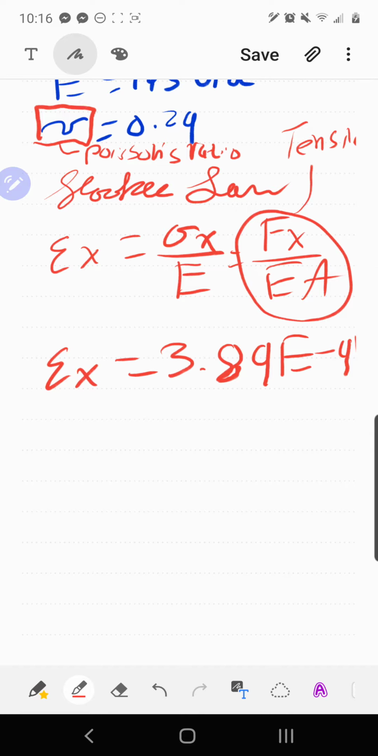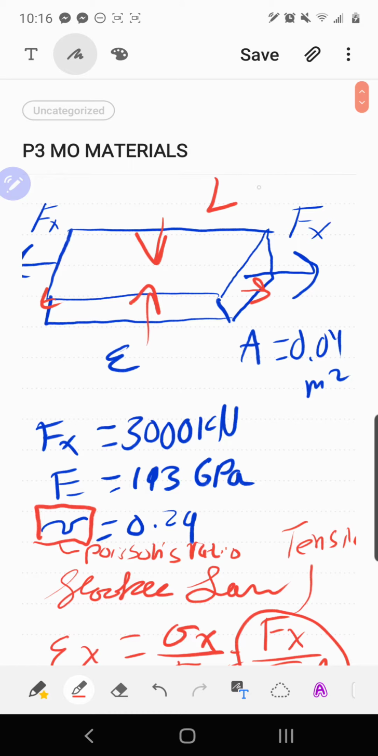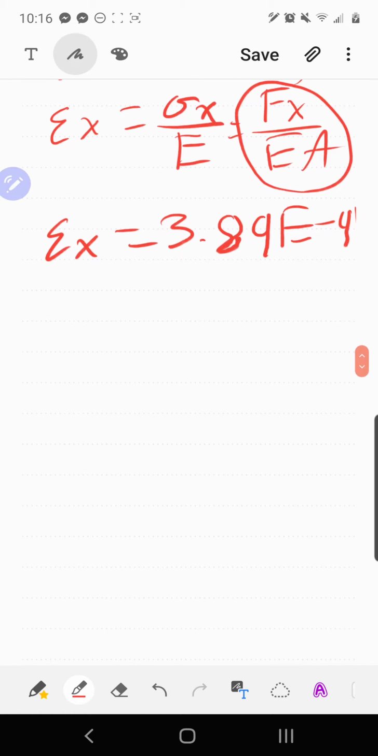So now we want to find out what's the strain in the y direction. If we have our x, y here, and that's z. Poisson's ratio, what you can basically do with it is you multiply it by your other strain, and it'll give you the strain in the other direction. So if we take our Poisson's ratio, multiply it by our epsilon x, we can get our epsilon y.